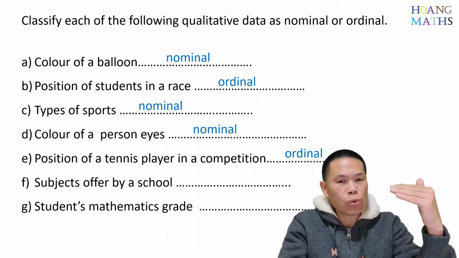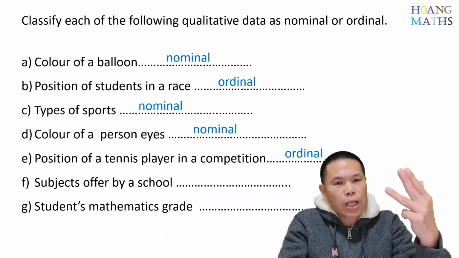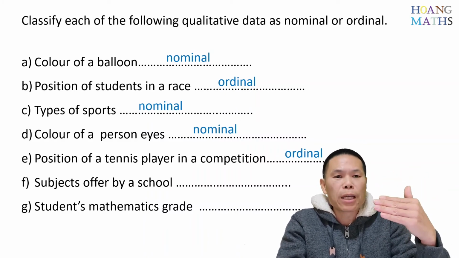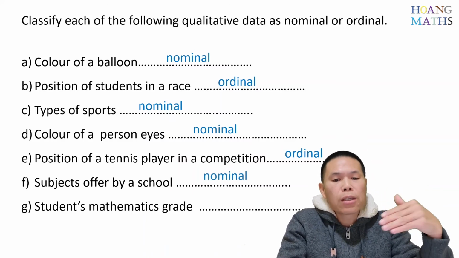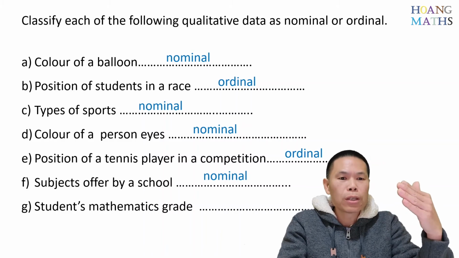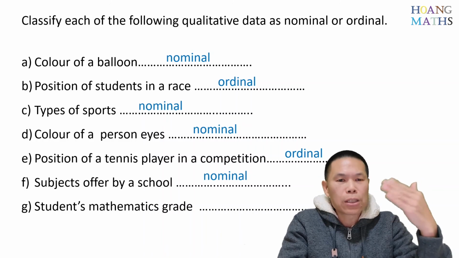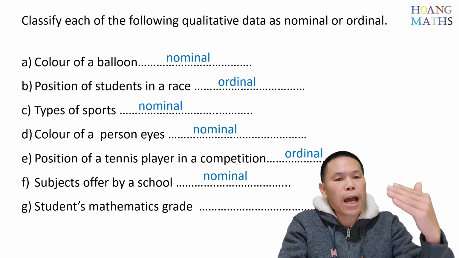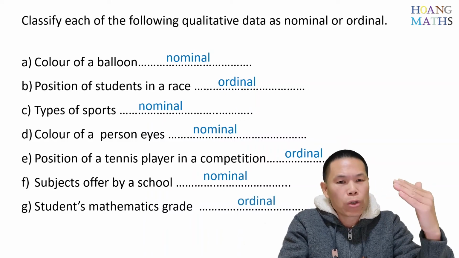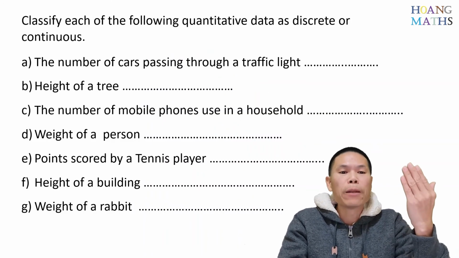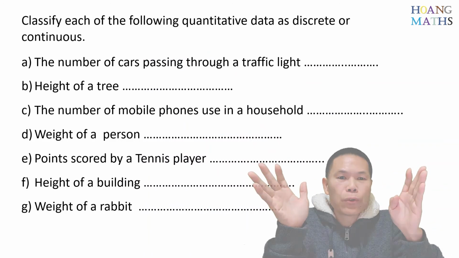Subject offered by a school. So either like maths, chemistry, physics, English, and so on. So therefore, names of the subjects, right? So therefore, nominal, because there's no ranking. Students' mathematics grades, of course, is ranking, because you either have grade A, B, C, D, and so on. So therefore, you prefer grade A rather than C or D, right? So therefore, ranking, so ordinal. Last one. So please pause the video and try this one yourself.